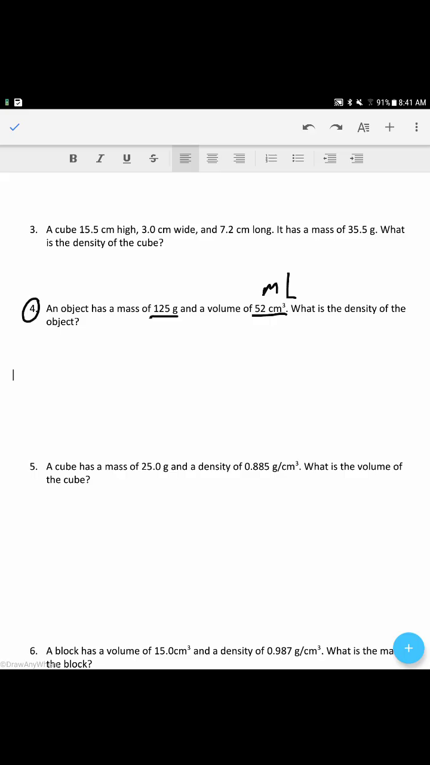Generally, centimeters cubed is used when we are talking about solids, and milliliters is used when we're talking about liquids, but they are interchangeable. Now, our formula is D, which is density, equals mass over volume. So this one's nice and simple. We just take 125, which is our mass, and we divide it by 52 centimeters cubed. So 125 divided by 52.